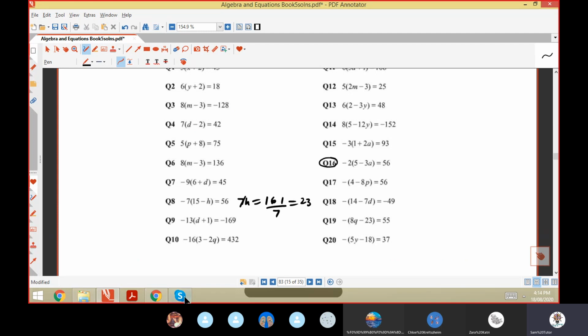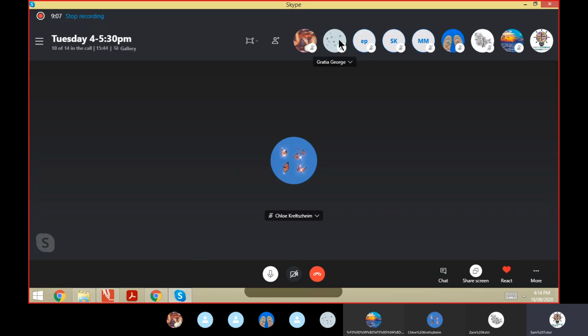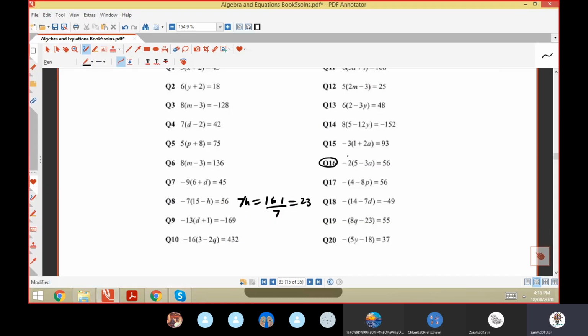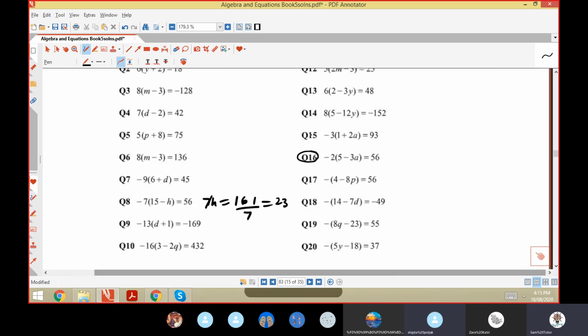One more, question 16. Let's go with Elijah. Question 16, please. Alright, so it'd be negative 10, 2 times 5, negative 10. Yep. It's negative 2 times negative 3a, which is negative 6a. I mean, just 6a, sorry. Positive, yeah, good job. Positive 6a equals 56. Then it's 6a minus 56, so it's just 50. Wait. Take your time. Hold on. Good. I keep the 6a.